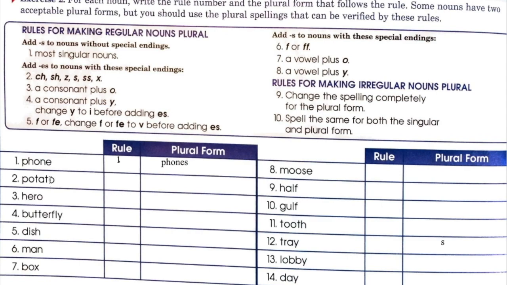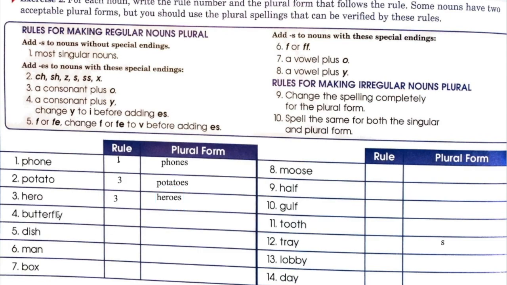Potato. Let's look at the ending. It ends with an O. It ends with a consonant and an O because T is a consonant. So look for the rule that says a consonant plus O. That's rule number 3. Rule number 3 says we add ES. Hero ends with an O. It ends with a consonant and an O. R is a consonant. So look for the rule that says consonant plus O. Again, it's rule number 3. Rule number 3 says we add ES. Heroes.